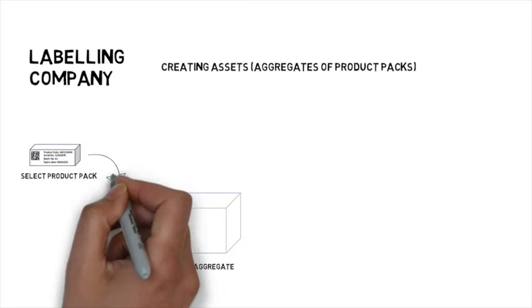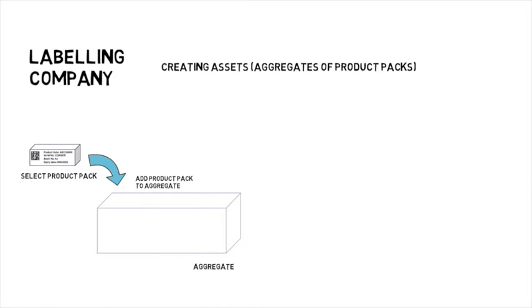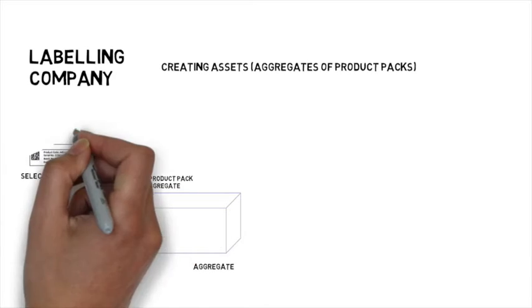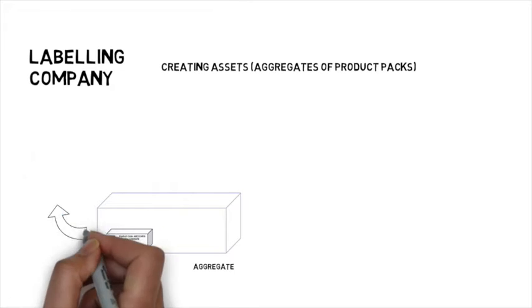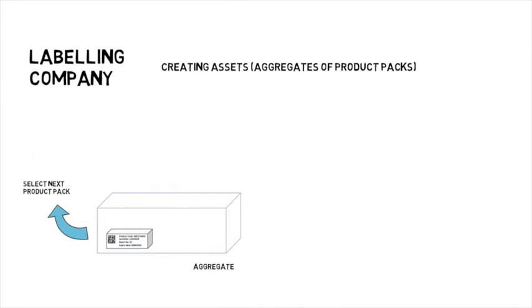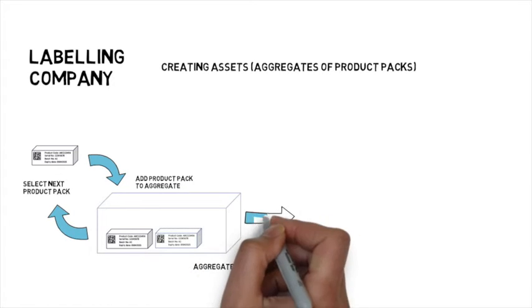Creating assets, otherwise known as aggregates of product packs. As mentioned previously, an asset is an aggregate of pharmaceutical product packs. We select the first product pack and add it to the aggregate. The next product pack is selected and also added to the aggregate. This is repeated until the aggregate is filled.